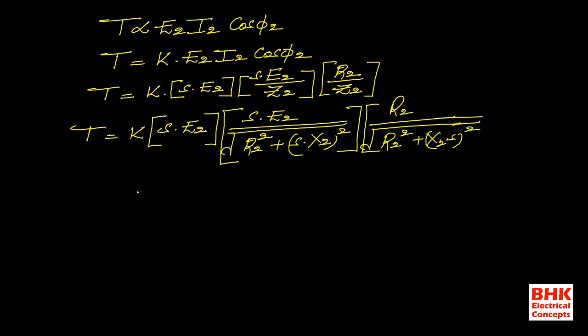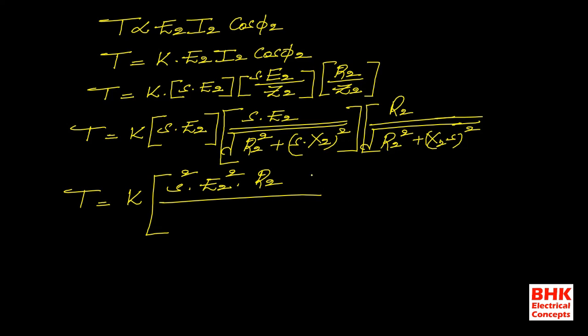Clear? Now simplify this expression. T is equal to K into S into S, that gives S square, E2 into E2, that is E2 square. The numerator has another term, R2, divided by under root R2 square plus S into X2 square. Here also the same, under root R2 square plus S into X2 square. It will give R2 square plus S into X2 square. Clear?